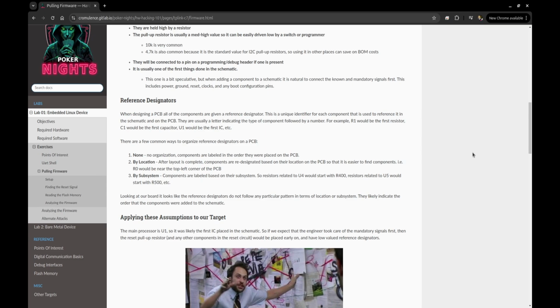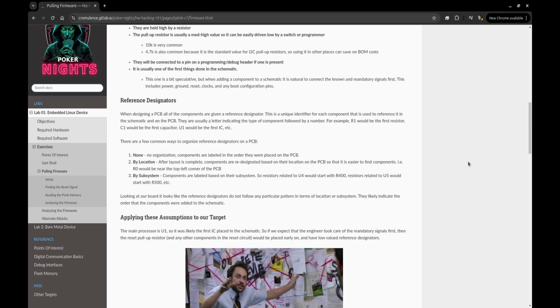on the board. So for instance, you might start in the top left with R1 and then work your way down into the right. And that just makes it kind of easier to find a component if you know the designator. And then the last one is going to be by subsystem. And this will usually rename smaller components to match the larger component they support. So if you have a processor that's U1, you might have all of the capacitors supporting that start with C100 and then the number that they were put in.